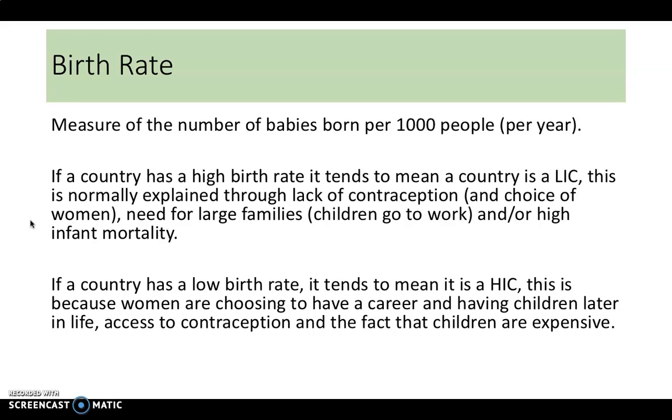Also, people have access to a lot more contraception, so they can choose when and how many children they want to have. And also, children are expensive. So it might be the case that people are deciding how many children they can afford to have rather than how many children they want to have.